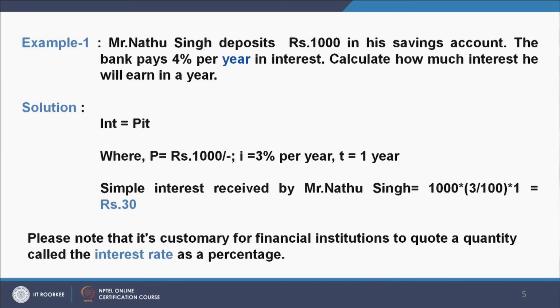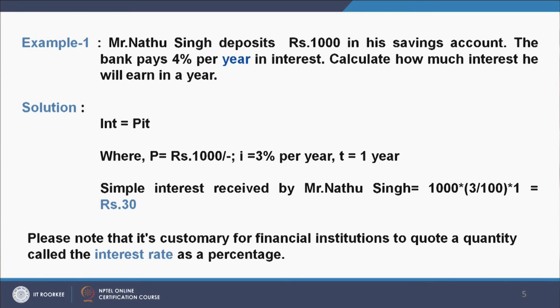Let us take an example. Mr. Nathu Singh deposits rupees 1000 in his savings account. The bank pays 4% per year interest. Calculate how much interest he will earn in a year. So, interest is equal to PIT, this is our formula, where P is equal to 1000, I is equal to 3% per year and T is equal to 1 year.